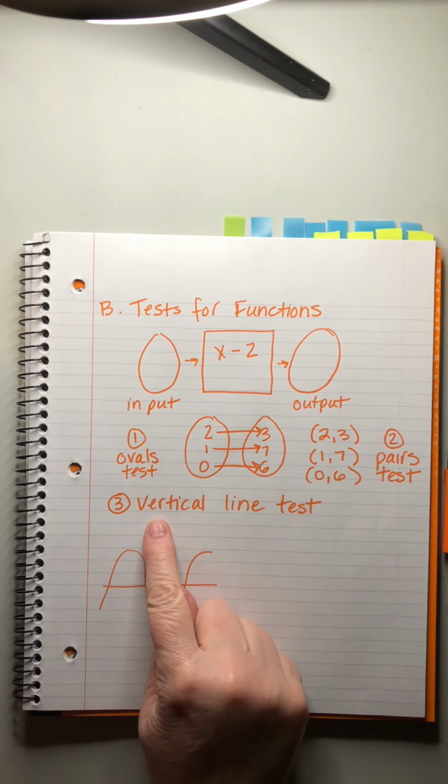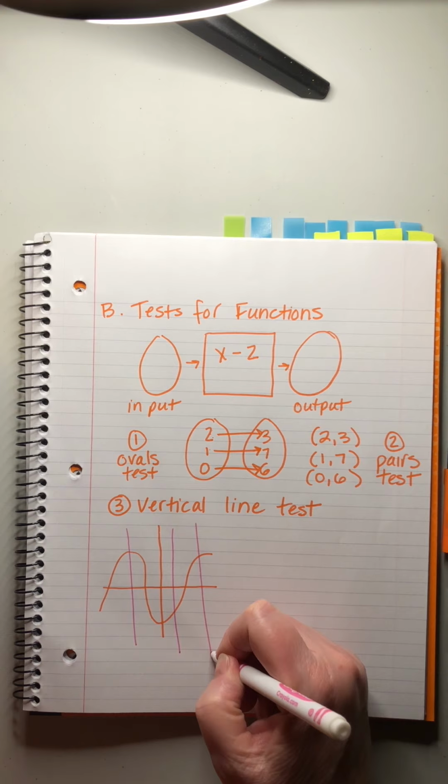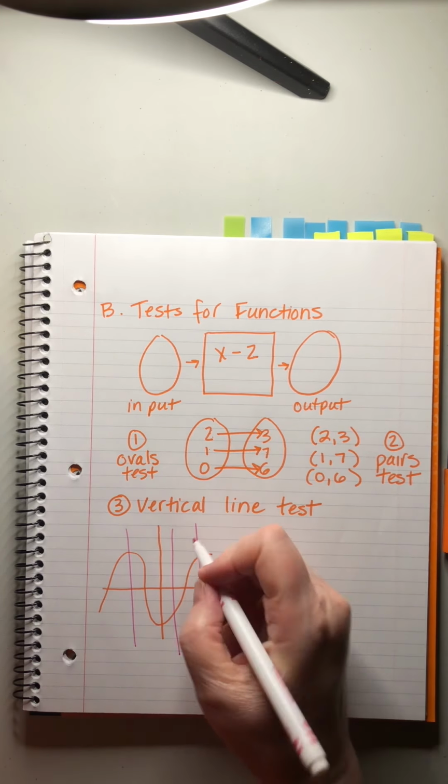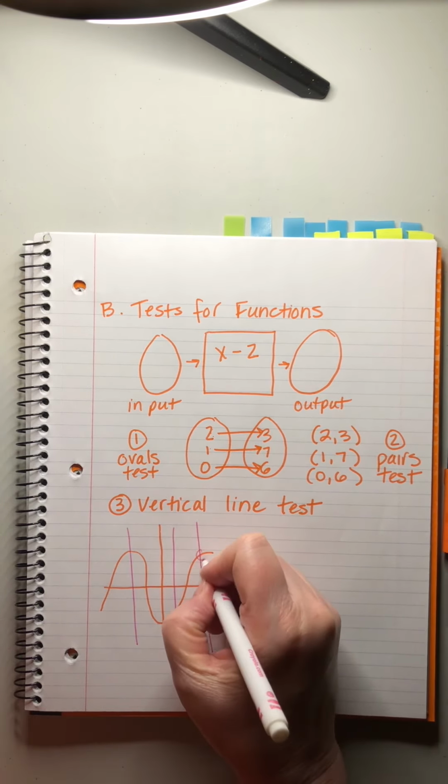You draw a vertical line. I'm going to use a different color just so that it shows up a little bit more. You draw vertical lines through the picture. And here's the rule. I'm just going to put circles at the place where my pink lines touch the function. Not the graph itself, but the function, right?